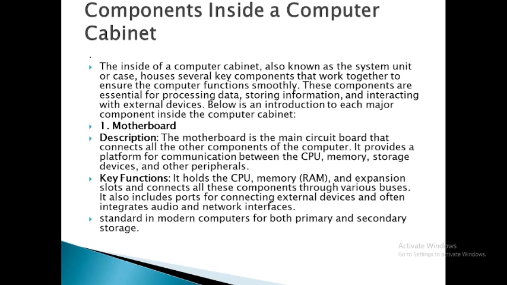Now looking at the components inside a computer cabinet, this box. When you look at the inside of a computer cabinet, which is also known as the system unit or case, it houses several components that work together. Number one is the motherboard. This is the main circuit board that connects to all the other components of the computer.